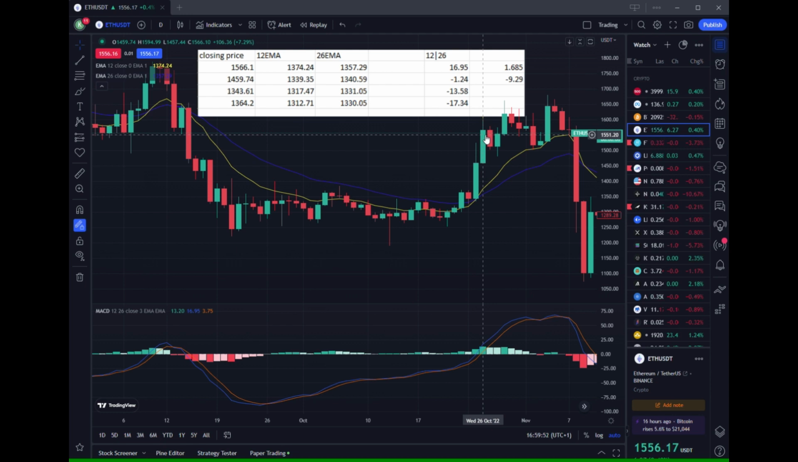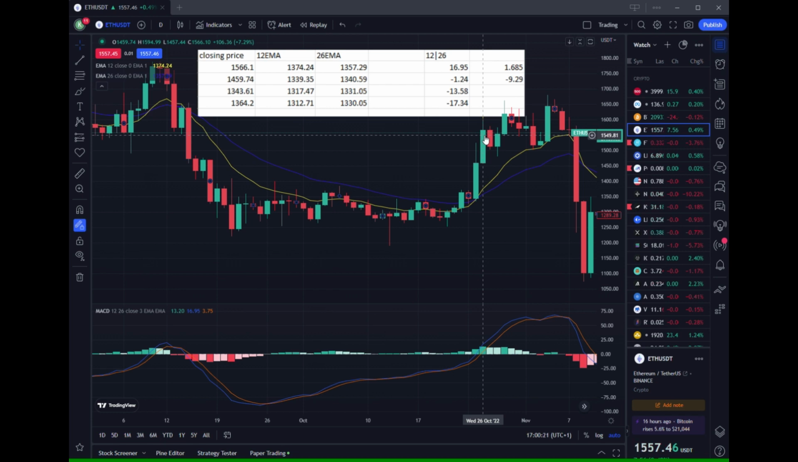So basically what you want, as we saw in the formula, is the closing price of whatever you're doing. So I took the closing price of these consecutive 4 days, so 1, 2, 3, 4. So you can see the closing price of 1566.1. Now the 12-day exponential moving average is 13,742, as you can see, is the yellow line, and the blue line is the 26-day moving average. Now, all you need to do to get the MACD line is actually subtract them from each other.